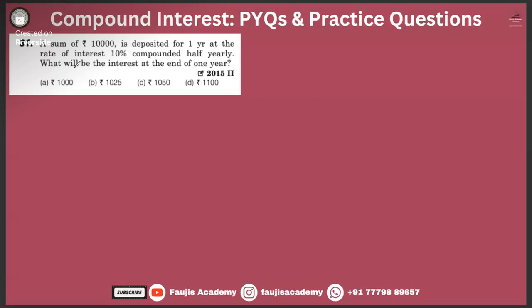Compound interest, we have to solve a few of the questions. There were only 4 or 5 PYQs in this chapter given in your Pathfinder book that I shared. We'll be starting with PYQs and then a few practice questions. The first question, question number 31, is the first question for the day.